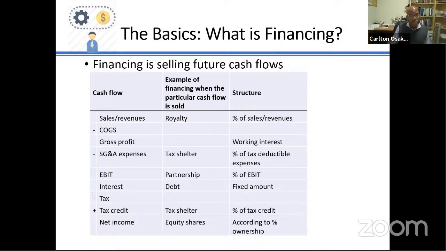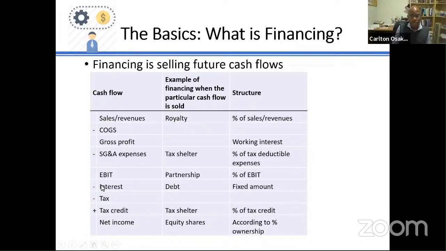At a very basic level, we say that financing really is selling your future cash flows. It depends on where the cash flows are in the income statement. That determines the type of financing that you would use. For example, you could sell off some of your sales, in which case the type of financing is royalties. You could sell off some of your operating income, the EBIT, in which case you'll be getting financing through a partnership.